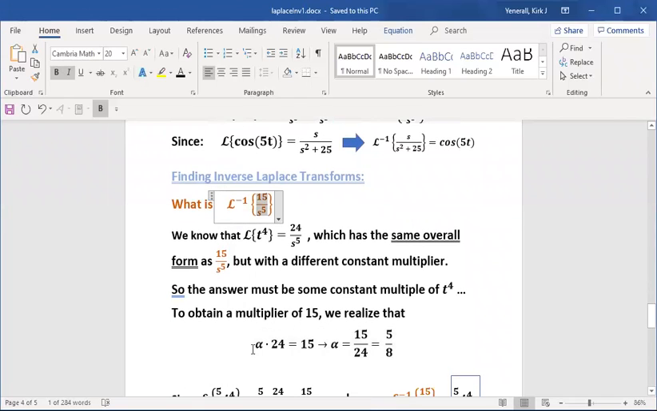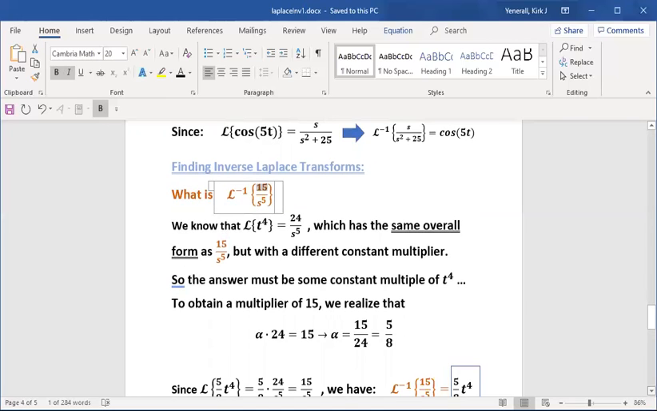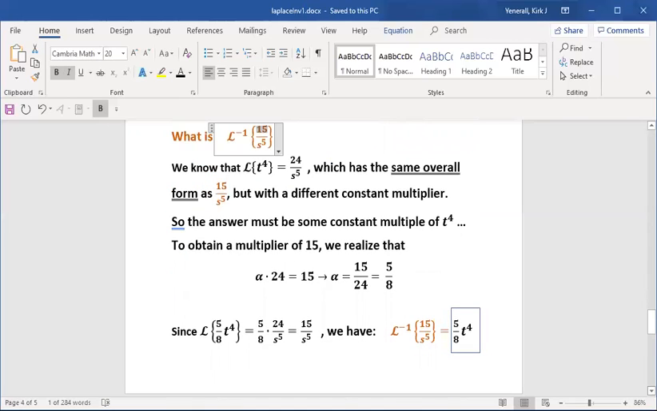Well, we need a constant multiple alpha that when we multiply it by the 24 that we know we're going to get when we transform t to the fourth, we want alpha times 24 to be equal in the end to the 15 that we want in the numerator of this fraction. Well, that suggests that alpha should be 15 divided by 24, or more simply 5/8. So we want alpha to be 5/8. In other words, 5/8 times t to the fourth should be our function.